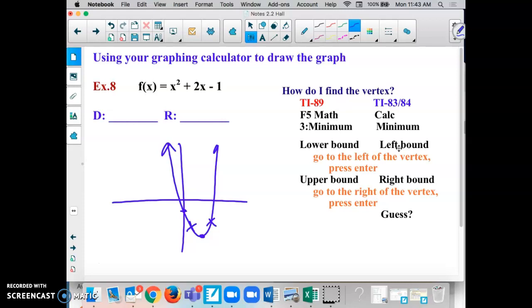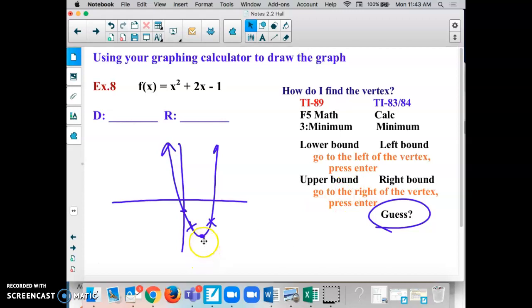All right. Then it says, do you want me to guess it? They put that little question mark there. Do you want me to guess it? And you say yes, push enter again. And then what it will do is it will give you the X and Y value of that parabola. It'll give you the vertex of that parabola. This right here.